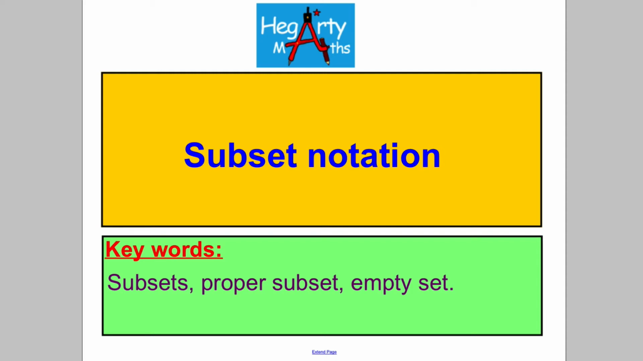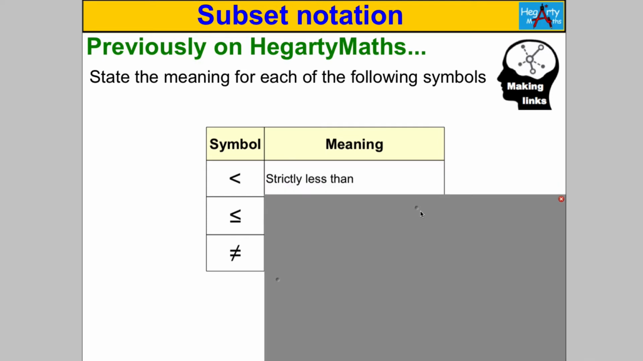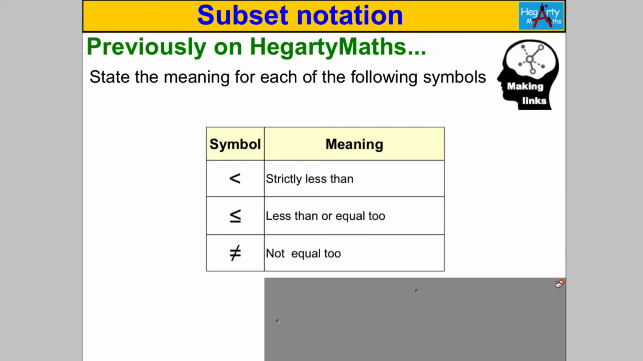It's Mr. Hegarty here, and in this video we're talking about subset notation. So let's start with an idea we're already familiar with, inequalities, to guide us in this field. Just pause the video for a second and state the meaning of each of the following symbols. Well, the first one means strictly less than. The next one means less than or equal to, and the last one means is not equal to.